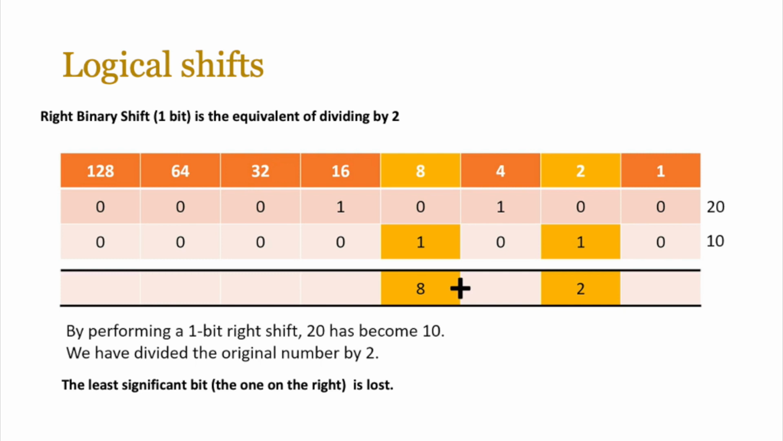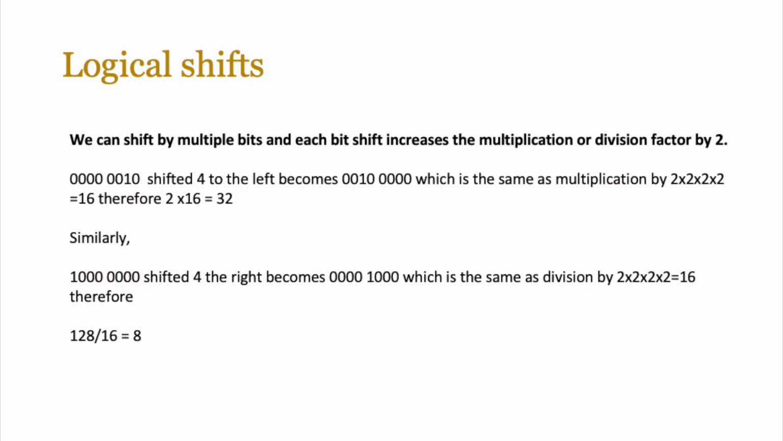If we shift by 1 to the left or right, that's the equivalent of multiplying or dividing by 2. If we shift 2 bits to the left or 2 bits to the right, that's the equivalent of multiplying or dividing by 4, and so on. So each shift is times 2. We can shift multiple bits, and each bit shift increases the multiplication or division factor by 2.